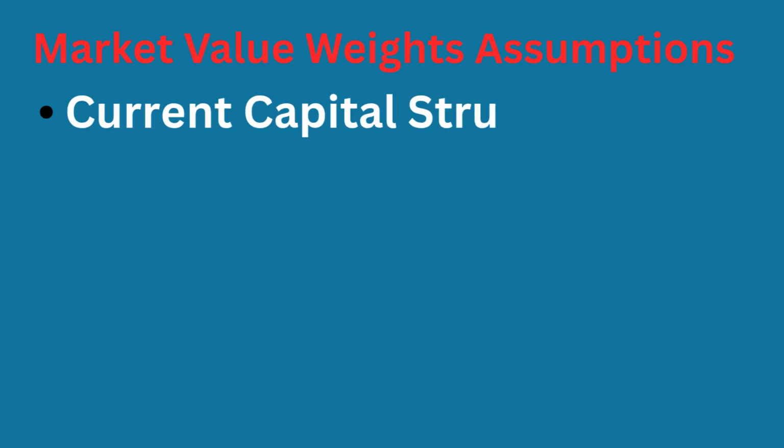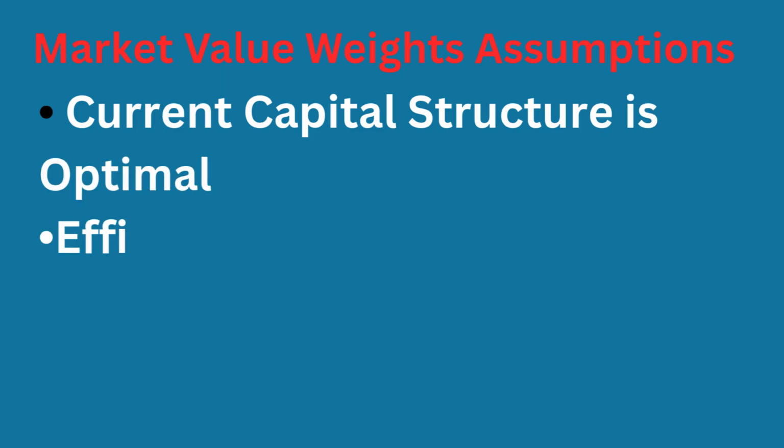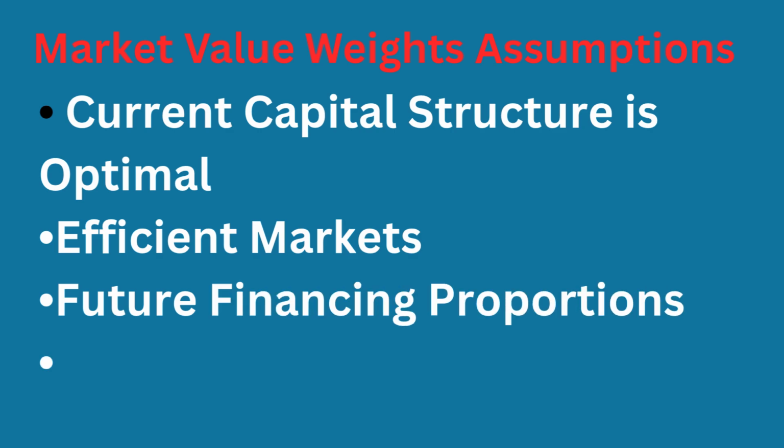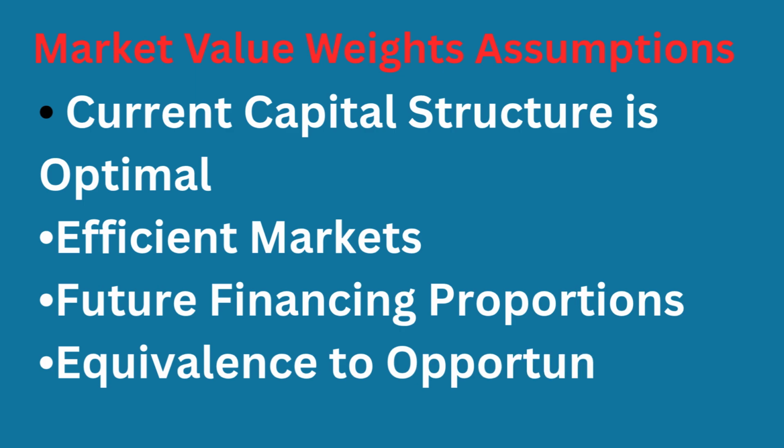This is the last part of my video. Here I am considering the assumptions and justification of the market value weights. First we look at the assumptions. The first one is that the current capital structure is optimal. This means in an efficient market the company will try to maintain the current debt-equity ratio. Any deviations are temporary and long-term financing policies stay stable.